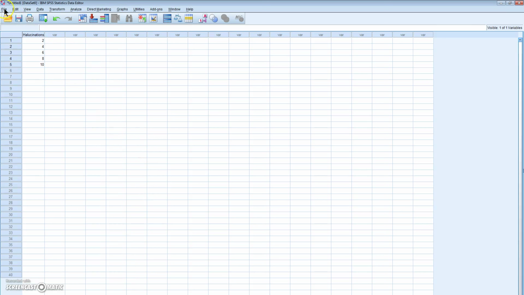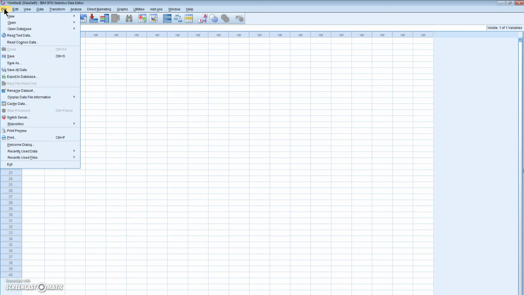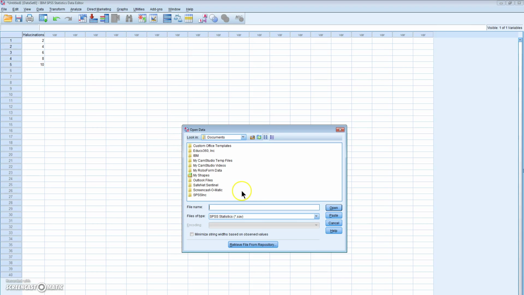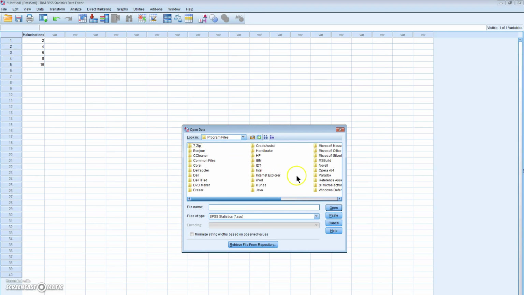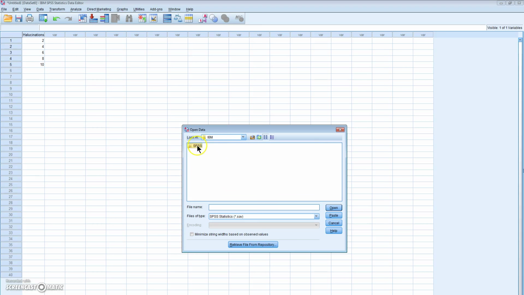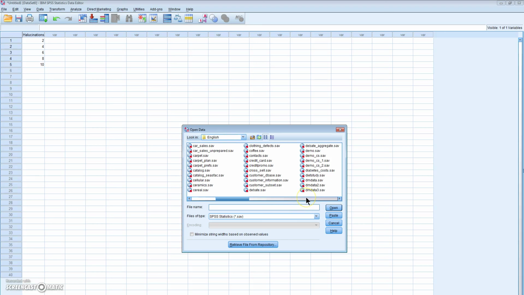So I want to open up an existing data file. So I'll go to File, Open, Data. Select C drive, Program Files, IBM, SPSS, Statistics, Samples, English, Employee Data.